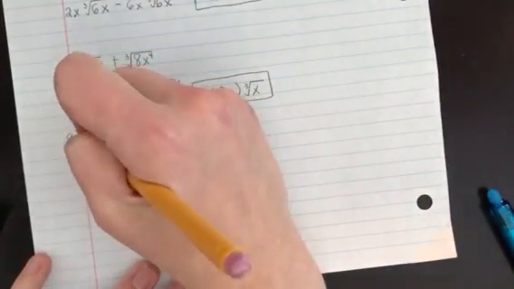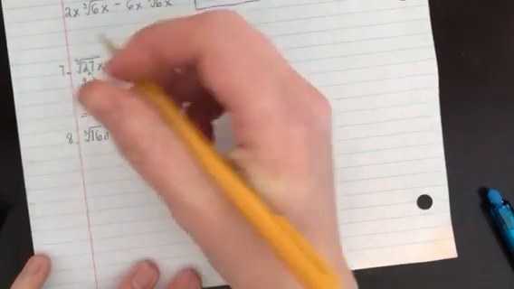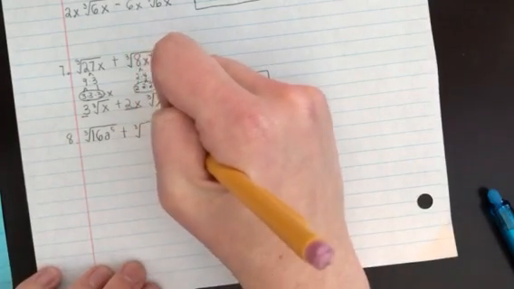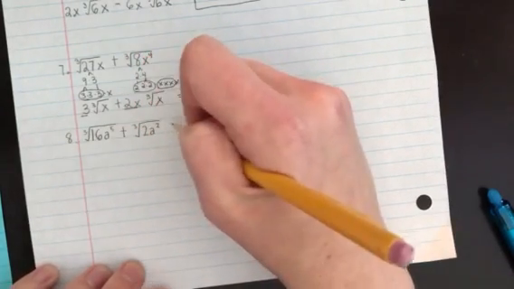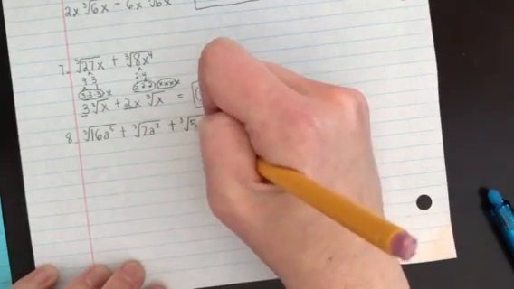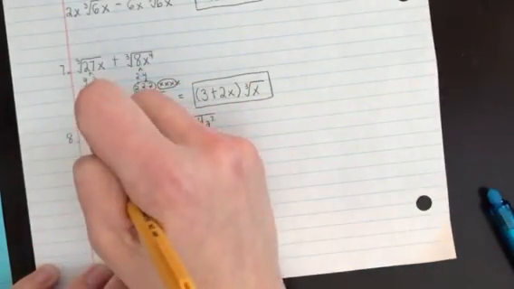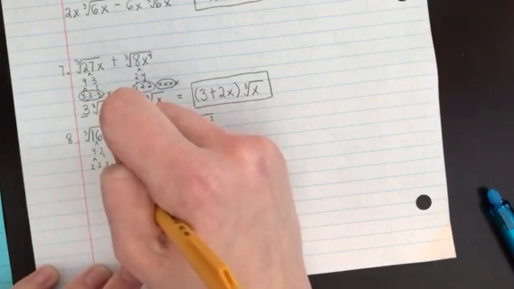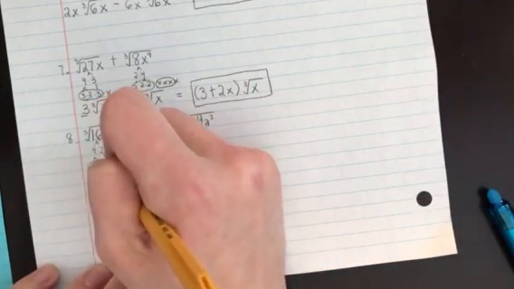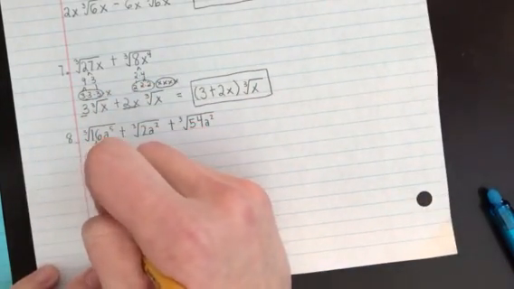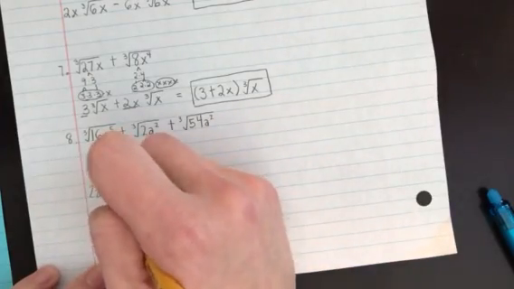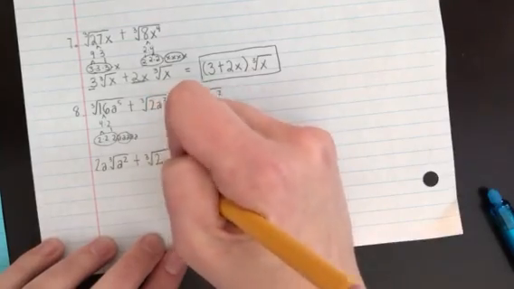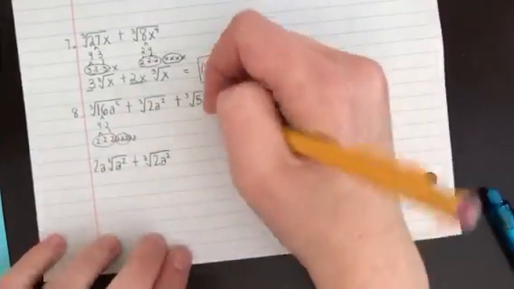So number 8, cube root 16a to the 5th plus cube root 2a squared plus cube root 54a squared. Okay, 16 is 4 and 2. 4 is 2 and 2, and then 2, and then I've got 1, 2, 3, 4, 5 a's. So set of 2's, set of a's. So 2a cube root a squared, okay, plus cube root 2a squared. Can't do anything with that.